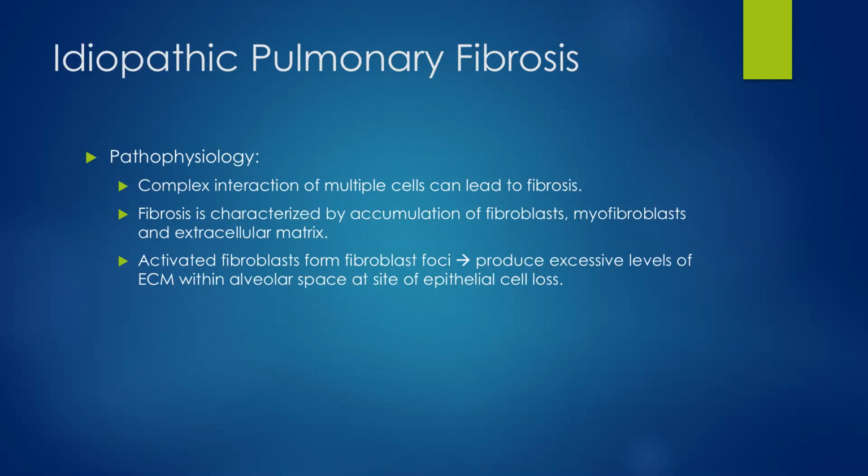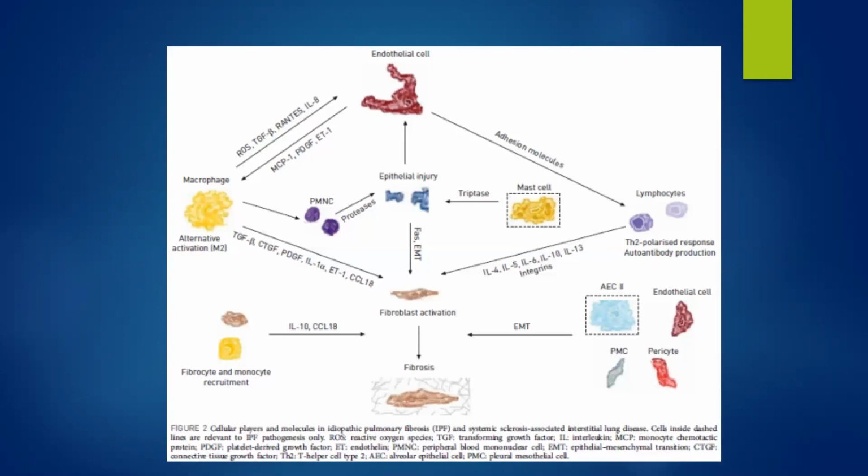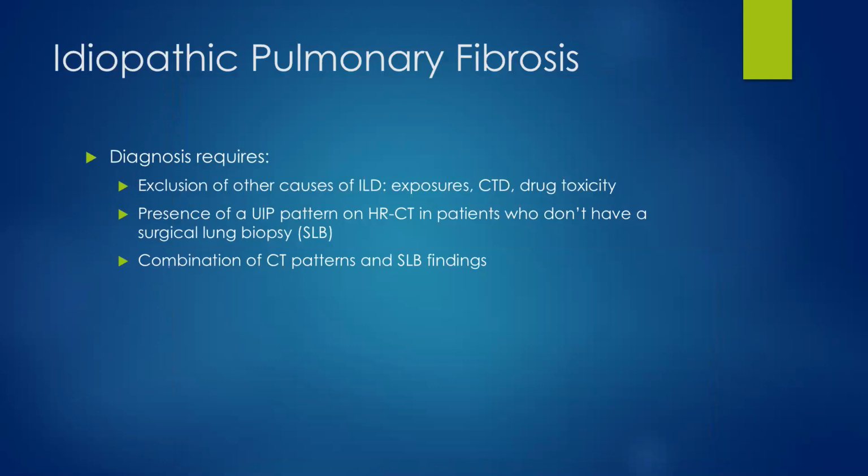The thought is, I have a cool picture. There is epithelial injury that leads to fibroblast activation. Cells can be brought into the lung, recruited by different cytokines, and all of it ends up activating fibroblasts and causing fibrosis everywhere. The whole concept, and this is how I explain it to my patients and their families, is that there is something wrong with the normal healing process in the lung. And instead of the lung healing normally, it scars.